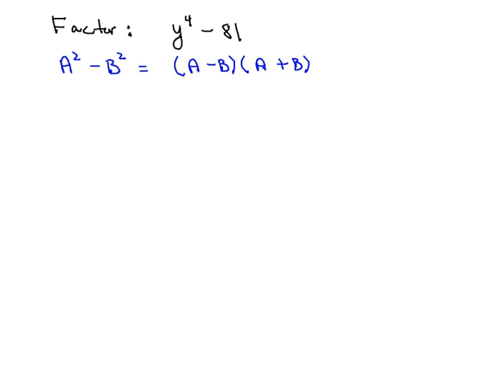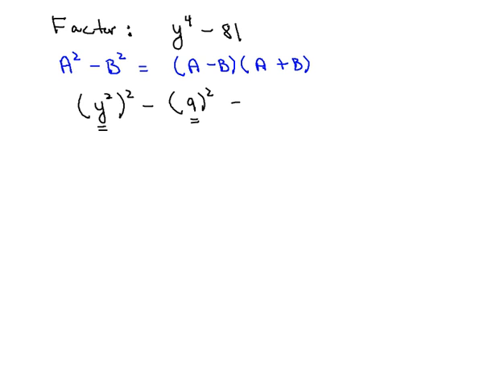Now, what we might do here to make our job a little bit easier is to rewrite the original two terms in the following way. We'll write y to the fourth as y squared, quantity squared, and the 81 then as 9 squared. So in this form, I think you can see that the a in the formula above would correspond to y squared, and the b would correspond to 9.